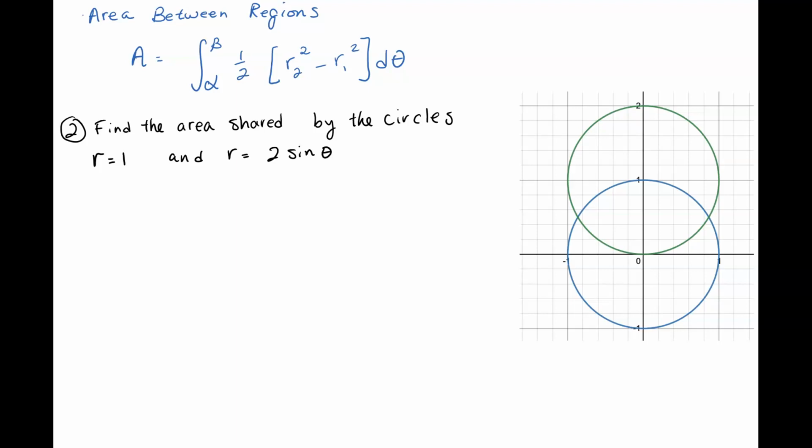All right, so we're looking at this problem here. It says find the area shared by the circles r equals 1 and r equals 2 sine theta. So I want to point out real quick what each one of these is. If I look here, this right here is r equals 1. What is it? It is a circle centered at the origin with a radius of 1 unit. Okay, so that's what's going on there.